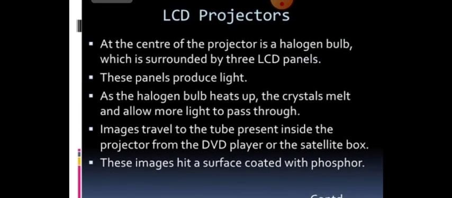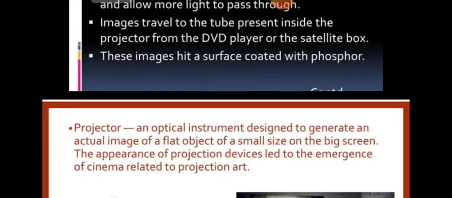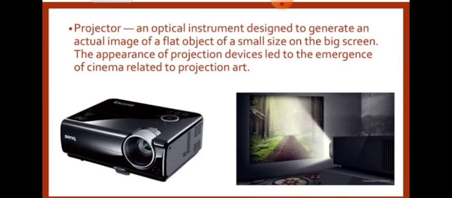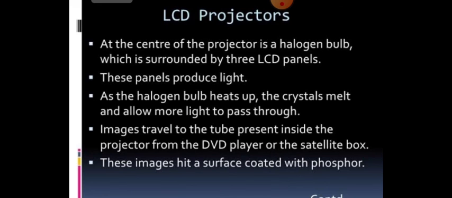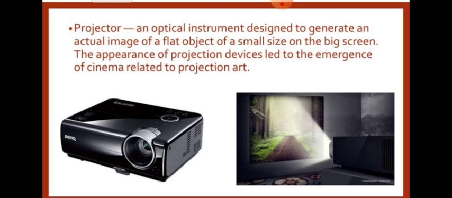Next is LCD projection. At the center of the projection is a halogen bulb. As you can see in the image of a projector, it is an LCD projector. It has a halogen bulb in the middle of it, and these panels produce light. Once you turn on the projector, it produces light, as you can see in the image, on a flat screen.